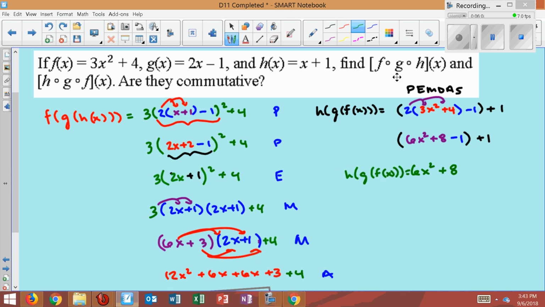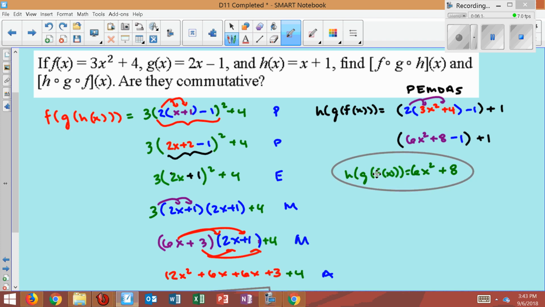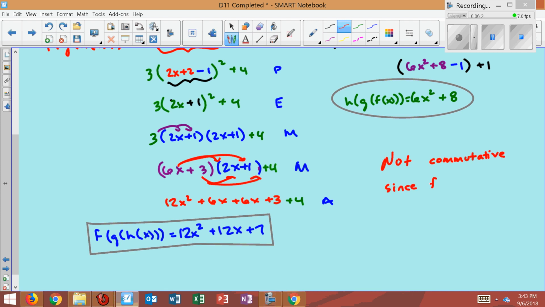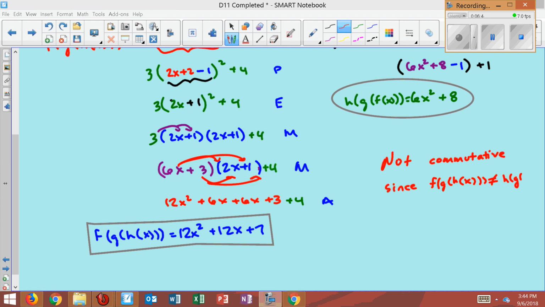Now, I know which one was simpler to do. It was the second, this order, obviously. Are these answers the same? No, so these are not commutative. Since f of g of h of x does not equal h of g of f of x.